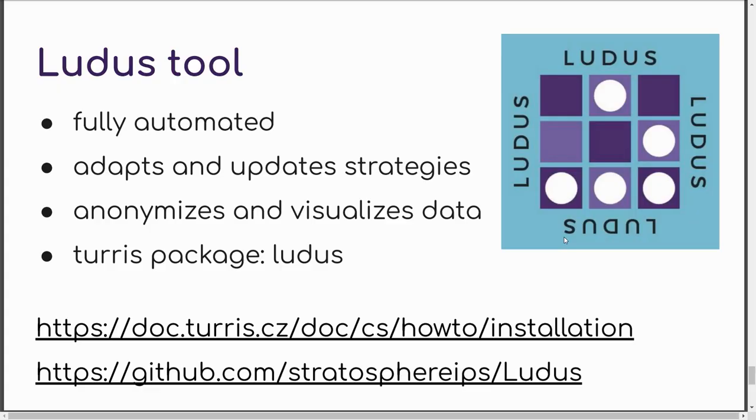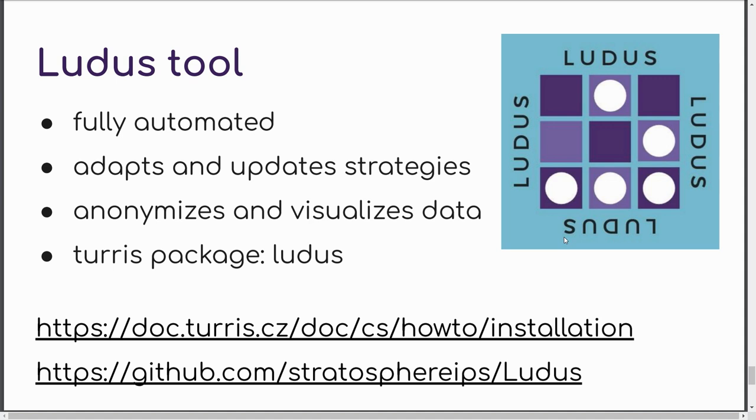And now we will talk a little bit about the Ludus tool and how we can download it and how we can use it. Okay, so the tool is ready for you if you are using Turris routers. We are working on making it available for any OpenWrt device, but it will take some time. We hope that by the end of the year we will finish that.